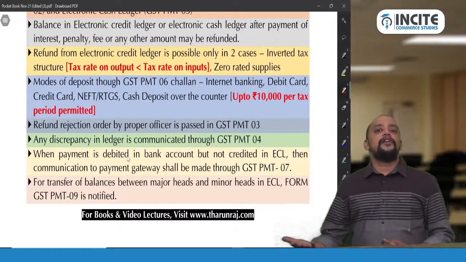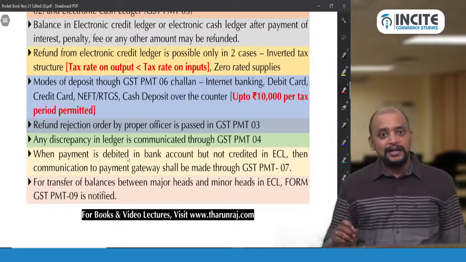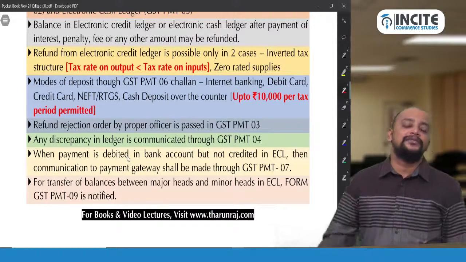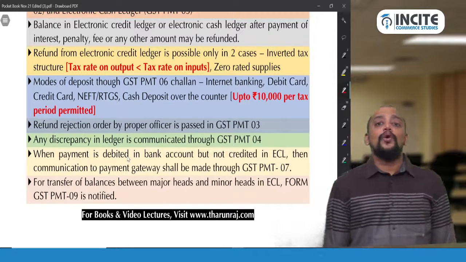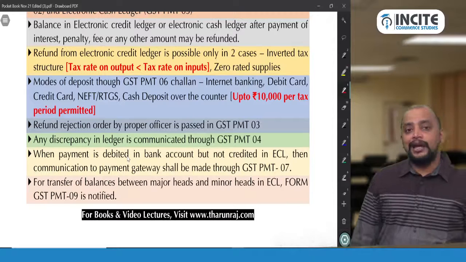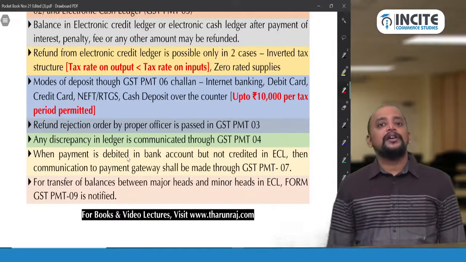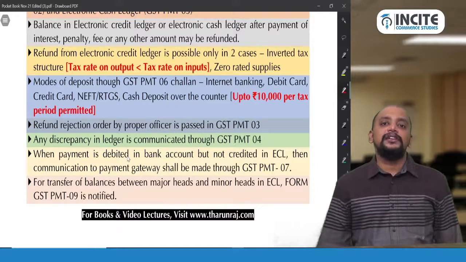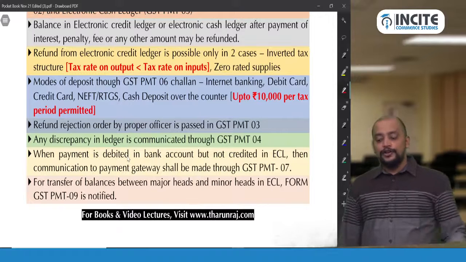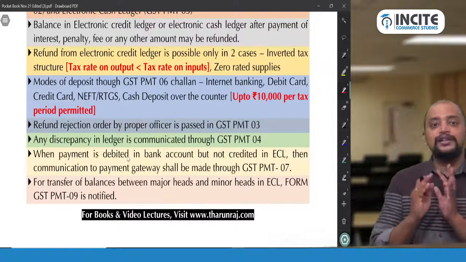NEFT, RTGS is an offline mode. You need to go to the bank where you have an account, fill the NEFT or RTGS challan, and submit it to the bank. The bank will take care of the transfer. Or over the counter, that is, you have cash, so you can take the cash and make a cash deposit. That cash deposit is towards the tax, but there is a restriction: only 10,000 rupees is permitted, not beyond 10,000 rupees. So up to 10,000 rupees per tax period is permitted.